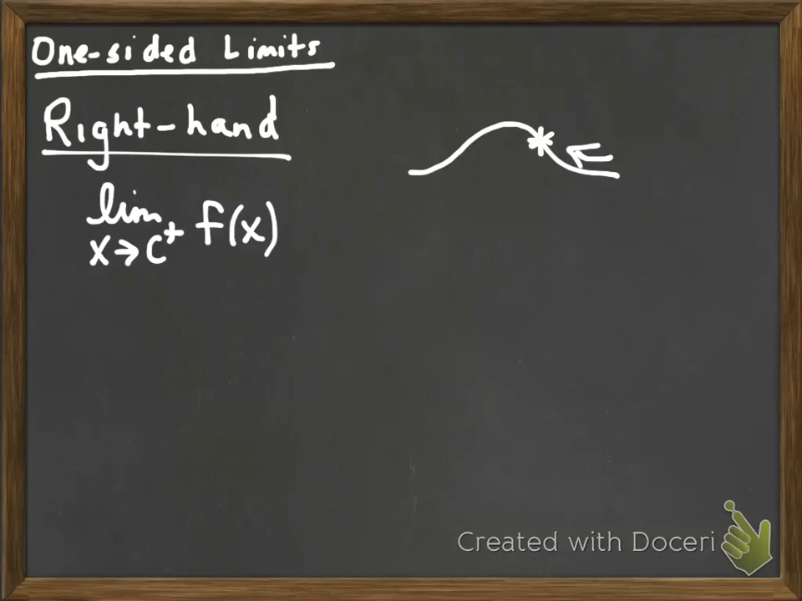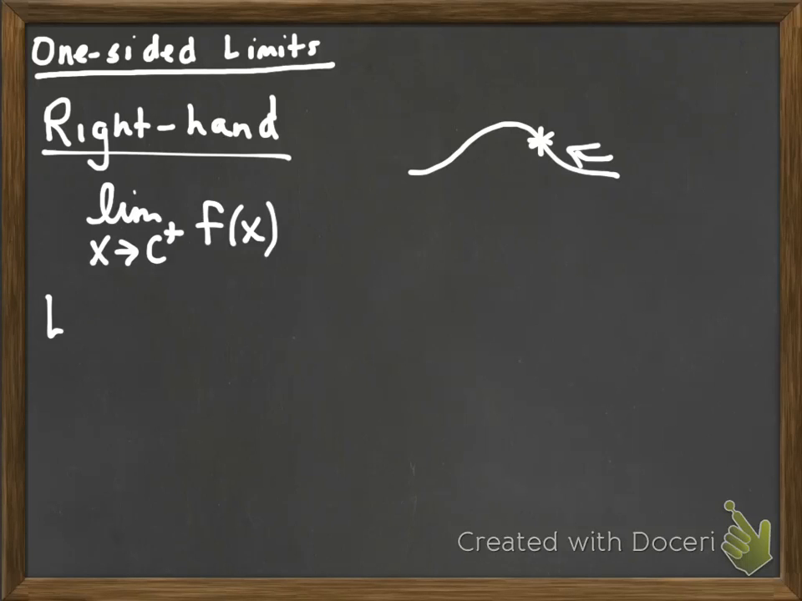And for some students, that gets confusing. For other students, it's just like, well, that makes perfect sense, so I'm not going to argue with it, okay? So this is the limit as x approaches c, the x value of interest, from the right side of our function. That's what that means. Everybody good with that? Okay.